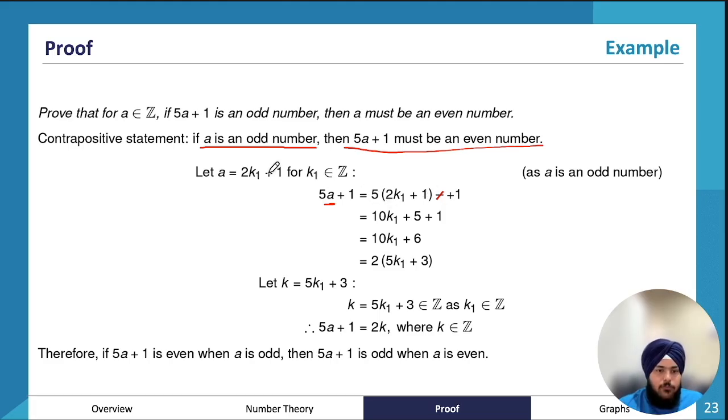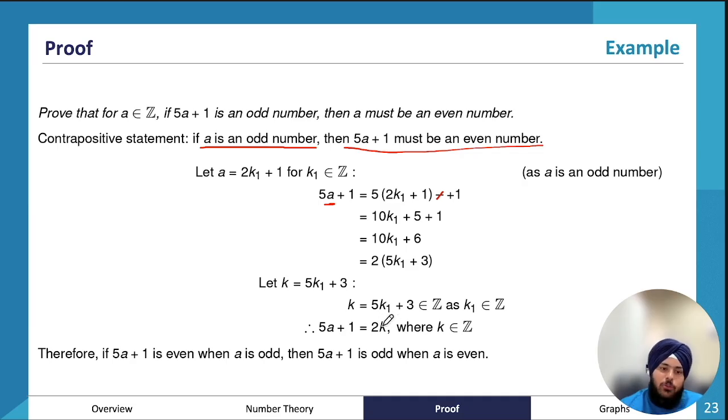We've substituted 2k1 plus 1 for A, and we simplified that. So 5A plus 1 is equal to 2 times (5k1 plus 3). Instead of having 5k1 plus 3, we've just let k be equal to it, just to simplify it. Then k is equal to 5k1 plus 3, which is an integer. We have to show that it is an integer because we're dealing with integers, as k1 is also an integer. Finally, what we've ended up proving is that 5A plus 1 is equal to 2k.